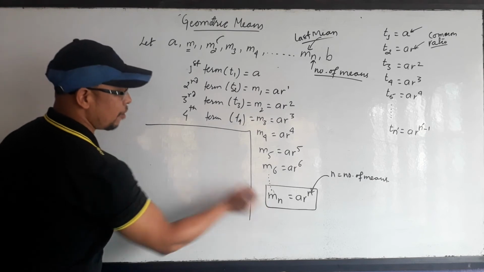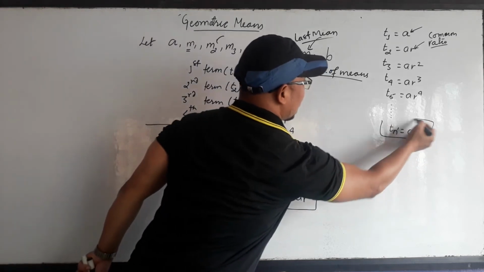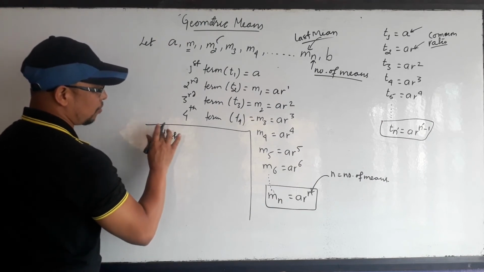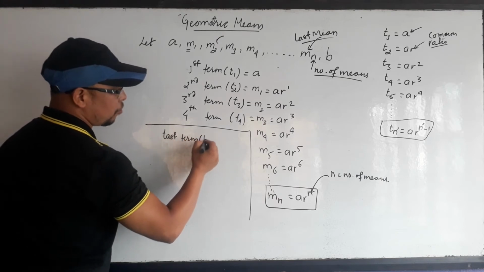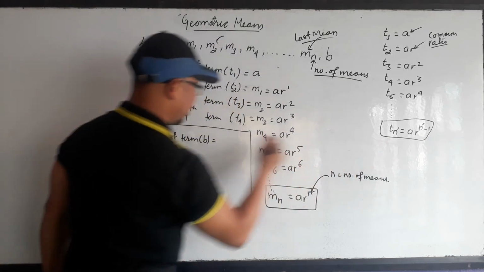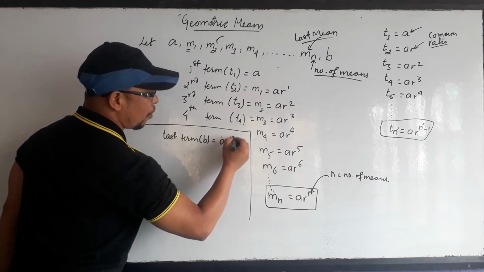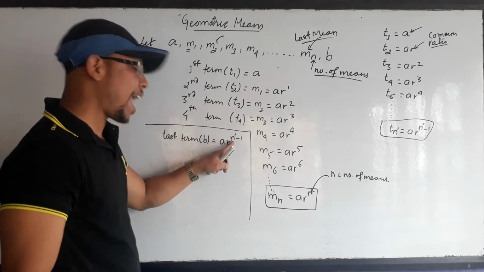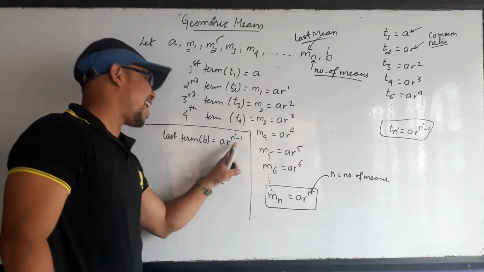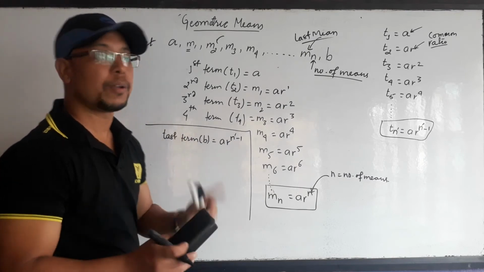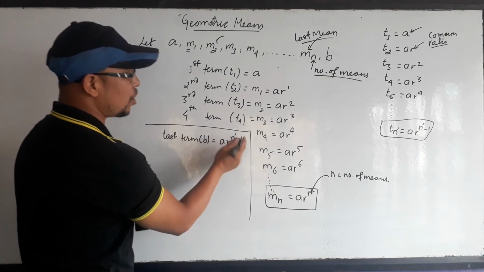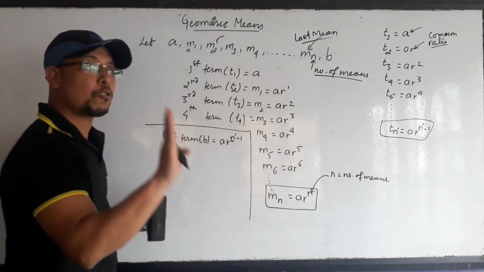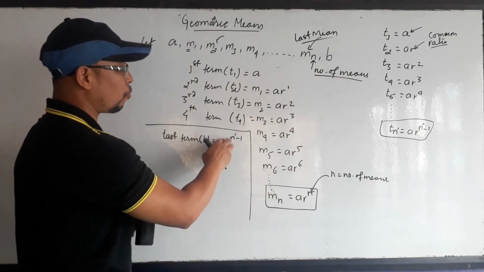Okay, students. Now here, we know the last term formula. This is the last term, which we denote here by B. What is the last term formula? This is AR power n dash minus 1. Why did I write n dash here? Can I write n instead of n dash? No, because in the Tn formula there should be the number of terms. But here n stands for the number of means. So we should not write n. So I wrote n dash.